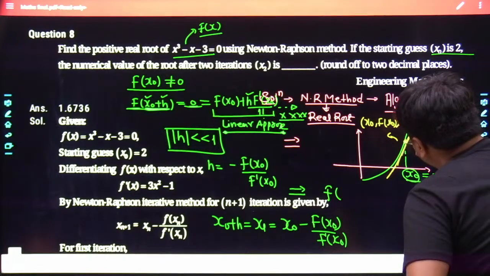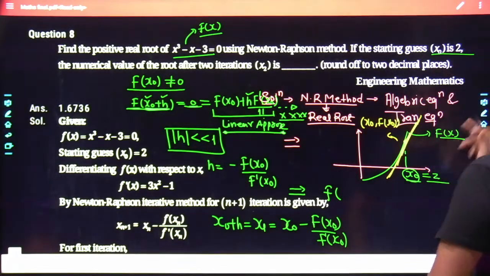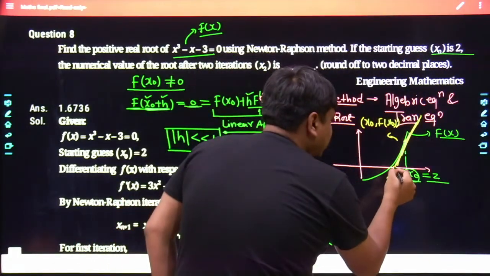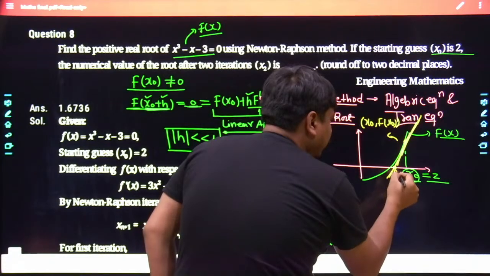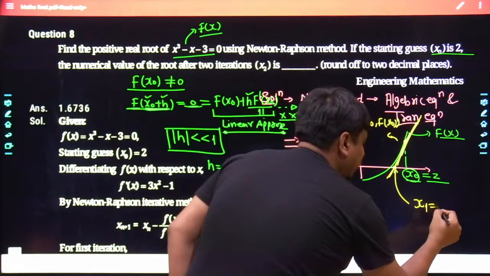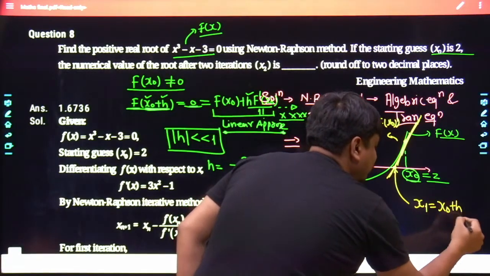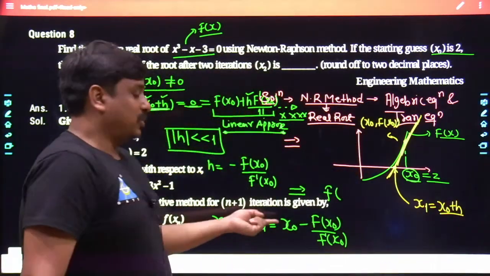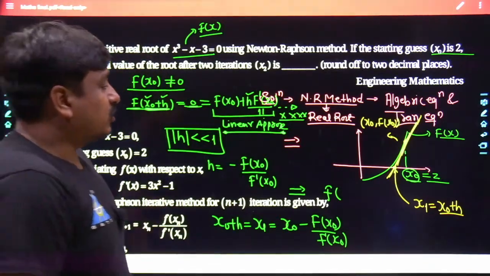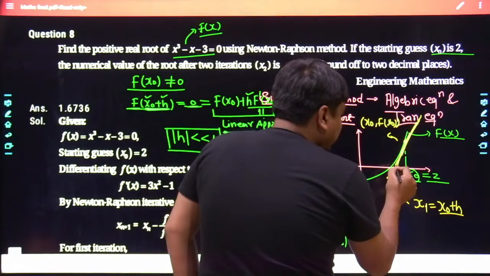What does that mean by the tangent? A tangent is a straight line which would be just kissing this point and then crossing it. Now, this straight line crosses the x-axis. I am going to take this as a first approximation, which is nothing but x1, which is x naught plus h, which was found to be x naught minus f of x naught divided by f dash x naught.